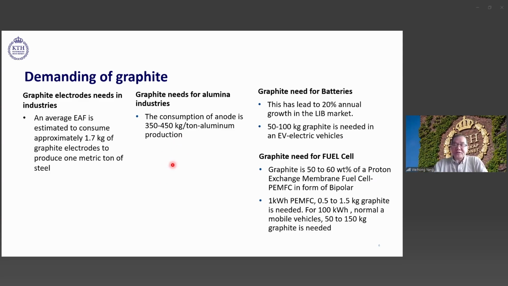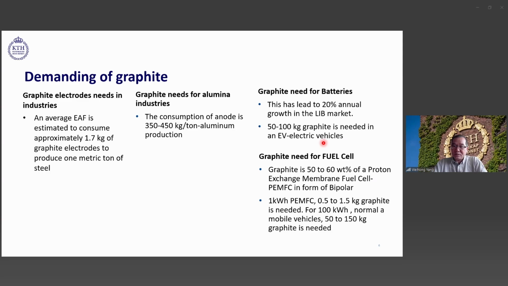The hottest application is the car. Take an electric vehicle like the Tesla, a new model with almost 100 kilowatt-hours. You need about 100 kilograms of graphite, depending on the company. So one car needs about 80 to 100 kilograms of graphite. Now you can imagine how much graphite we need.